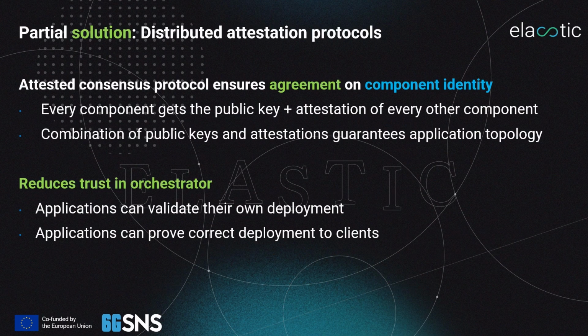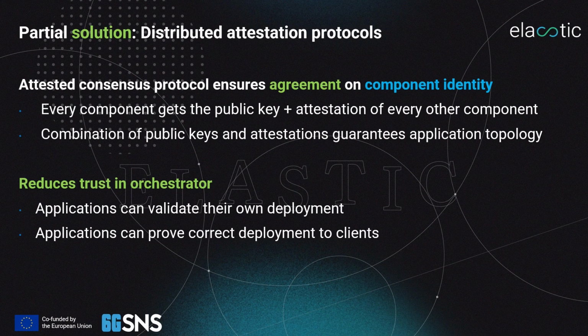One solution to this is to come up with a distributed attestation protocol that, before the application executes, makes sure that all of the components of the application have agreement on the identities of each other component, and therefore making sure that the links between different parts of the application are going to be consistent. And so there can be no disagreement over which component is connected to which other component that could lead to the application being incorrectly deployed.